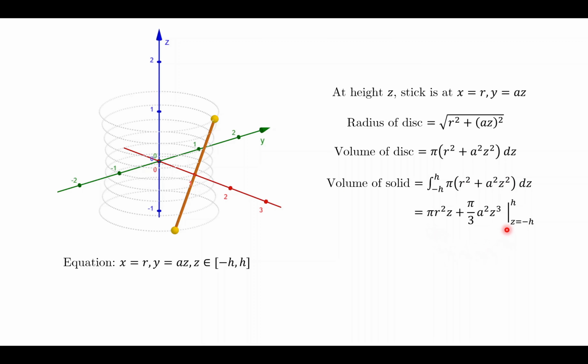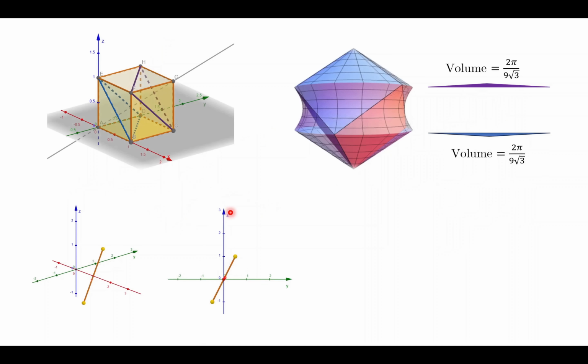So I have this expression, I plug in minus h to h, and I have this slightly complicated looking expression here, but do not worry, it will massively simplify later. So here is the volume of the solid under general R, A, and H. Pretty interesting that this is even tractable. So a good start.